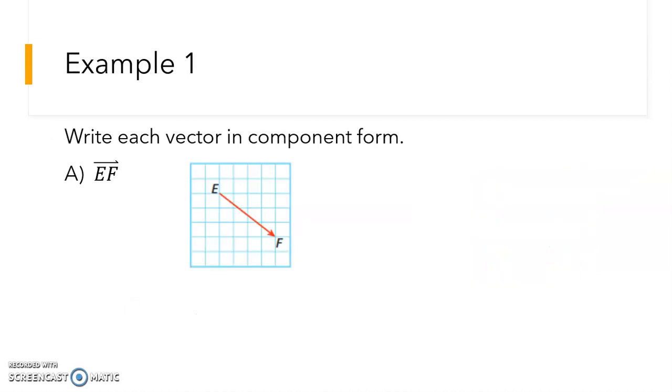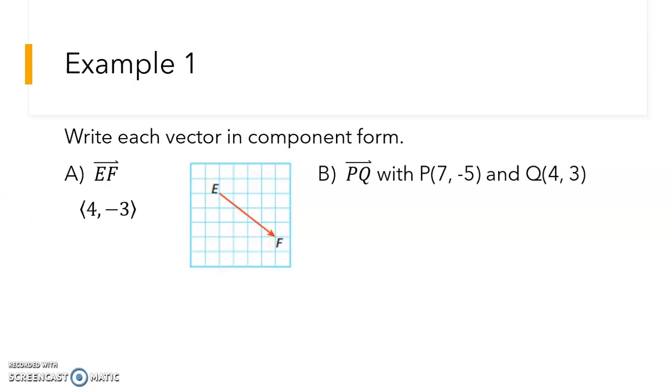In example 1, they want us to write each vector in component form. So in part A, they graphed the vector for us. And remember, component form looks at the change in x and the change in y. And we always count from the initial point to the terminal point. So E is initial and F is terminal. So see if you can find that change and write the component form, and then press play to see if you're right.